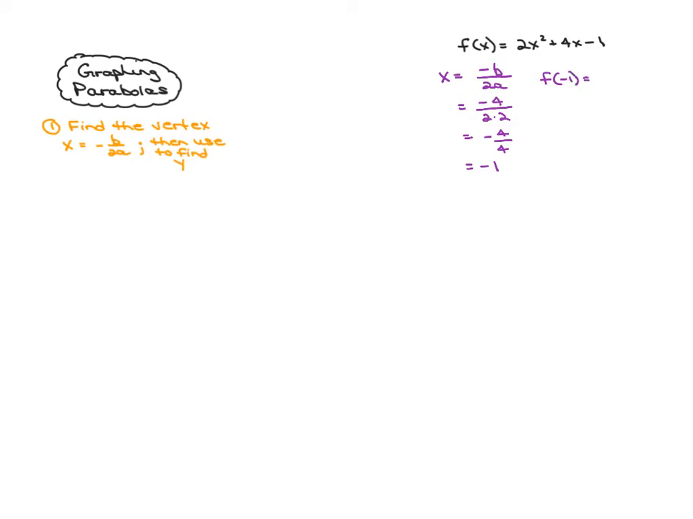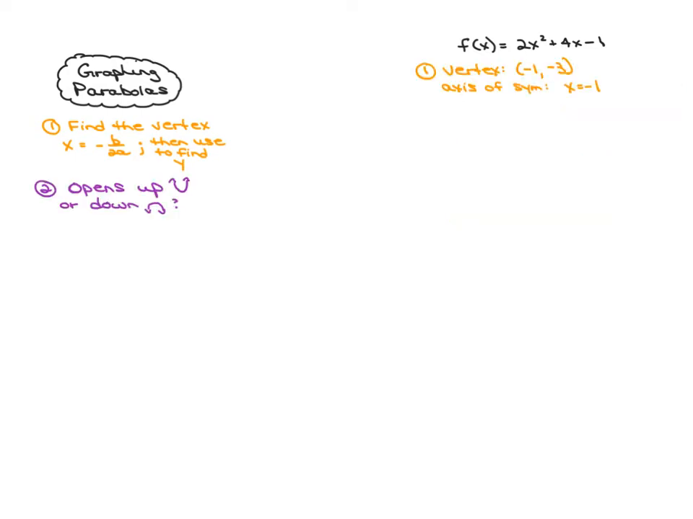So it's going to be 2 times negative 1 squared plus 4 times negative 1 minus 1, which is going to equal 2 minus 4 minus 1. Negative 2 minus 1 more is equal to negative 3. So fabulous. We know our vertex now is the point negative 1, negative 3. And we also have a little bit of an added piece of information that might be helpful, and that is we know the axis of symmetry is also x is equal to negative 1.